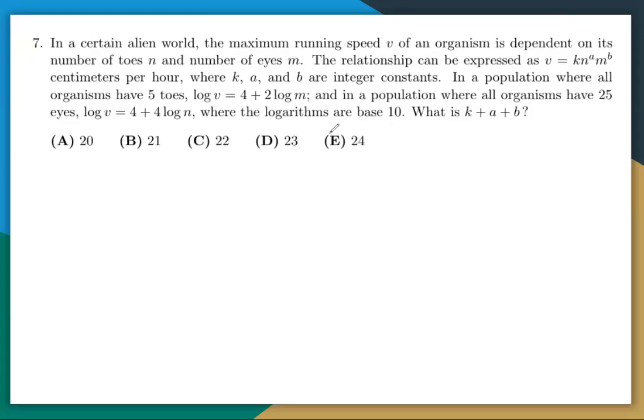So we have number 7 from 12a. In a certain world, the maximum running speed, which is v, of one organism is dependent on its number of toes and the number of eyes. The relationship is given with this equation. And in a population where the organisms have 5 toes, we have this equation. So let's use that first.